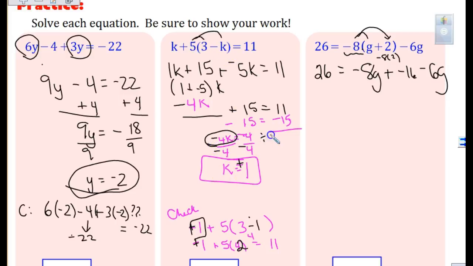So I talked to a few of you when I was walking around looking at your work. Let's look at this last one. 26 is equal to, if we are solving this, Thane, what am I going to have when I add my like terms? You're gonna have negative 14g. That is going to be plus a negative 16. Next step, Kayla, is going to be to do what?